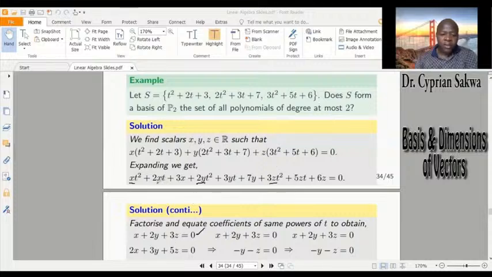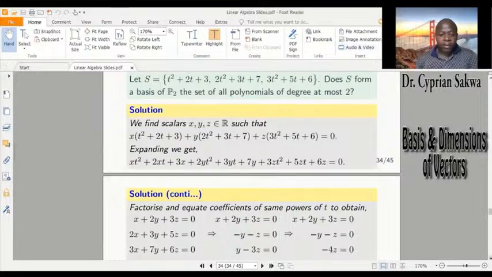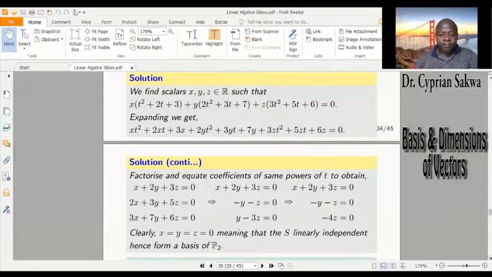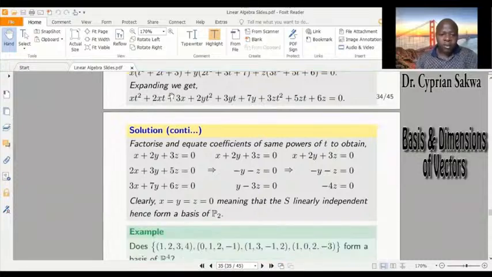Then what about those that have t? I would have 2x plus 3y plus 5z equals 0. Then what about the constants, those without a t? So again, I equate them to 0. I add and equate them to 0. So that gives me, if I equate the constants to 0, 3x plus 7y plus 6z equals 0.